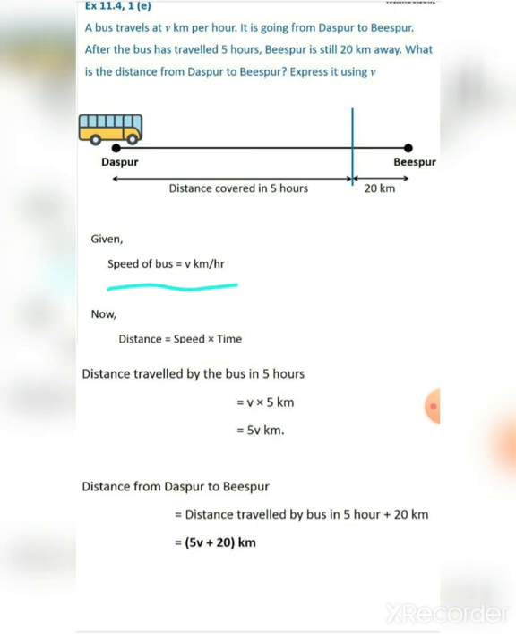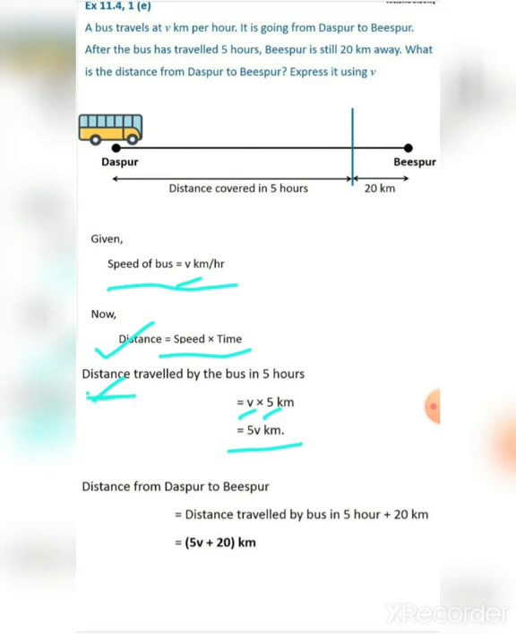Now we should know this formula, or if you do not know it, please write it down. Distance is equal to speed multiplied by time. Now the distance traveled by the bus in 5 hours is equal to speed, which is v kilometers, and 5 hours is the time. So v into 5, that is 5v, is the distance covered by the bus in 5 hours.